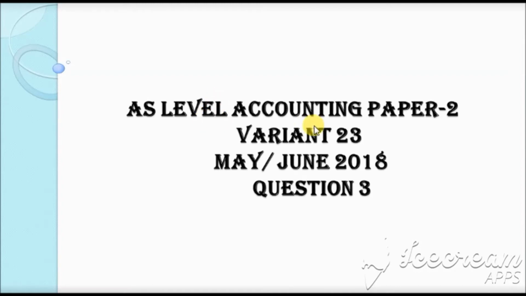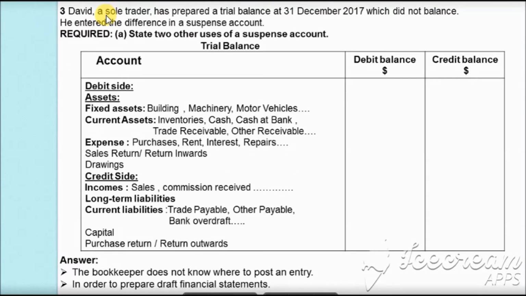In this video, we are going to do an accounting question from paper 2, variant 23, May-June 2018, question 3, based on rectification of errors. In the third question, it is stated that David, a sole trader, has prepared a trial balance at 31st December 2017, which did not balance. He entered the difference in the suspense account.